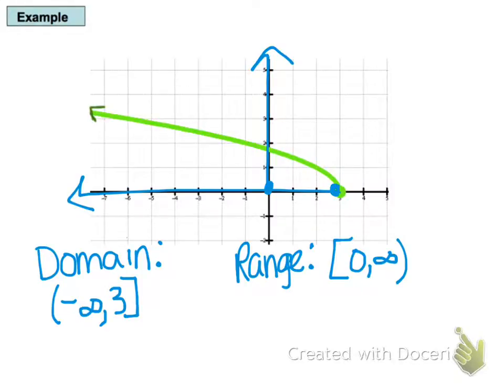Hopefully you decided for the range that we are going from negative infinity to 3. Now if you wrote it backwards, 3 to negative infinity, you want to make sure you start with the smallest number first. And again, the negative infinity got a parentheses, not a bracket. And the range was from positive 0 to positive infinity.